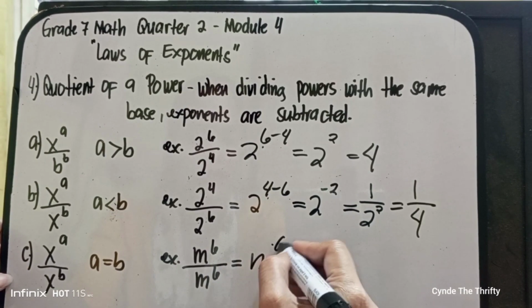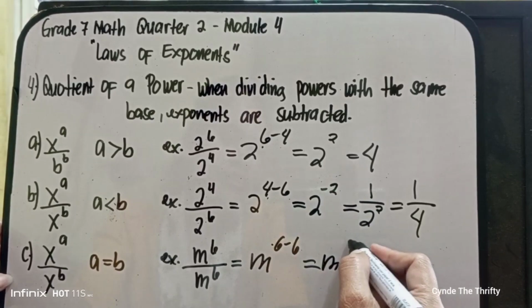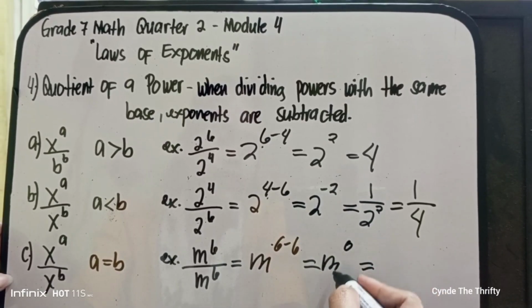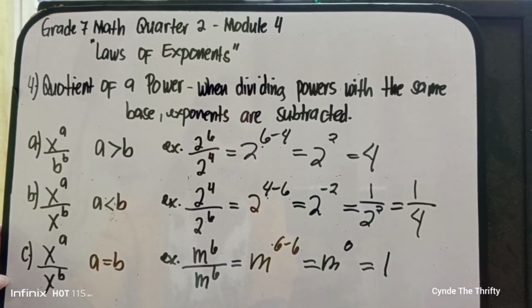m 6 minus 6 is equal to m raised to the power of 0. And m raised to the power of 0 is equal to 1. Kasi any number raised to the power of 0, ang kanyang value is always 1. So, tatandaan natin yan, lahat ng number o variable kapag naka-raise to 0, ang value niya is always 1.